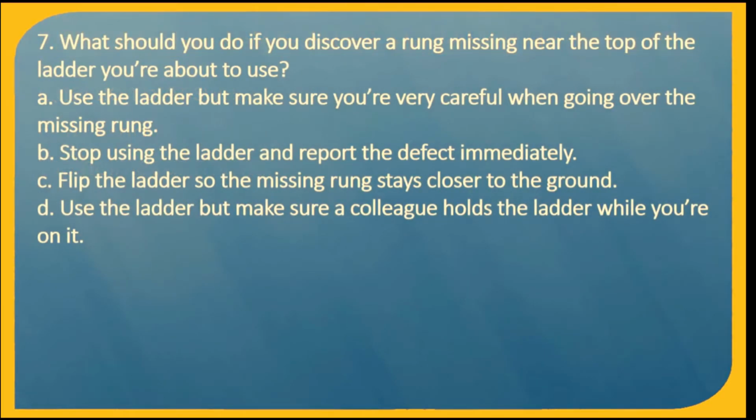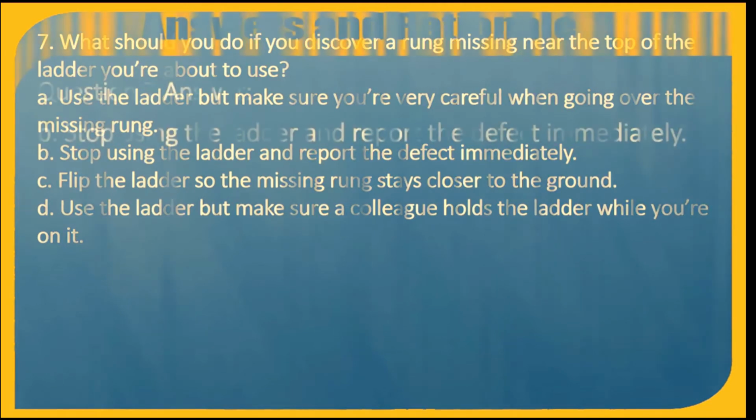What should you do if you discover a rung missing near the top of the ladder you're about to use? A. Use the ladder, but make sure you're very careful when going over the missing rung. B. Stop using the ladder and report the defect immediately. C. Flip the ladder so the missing rung stays closer to the ground. D. Use the ladder, but make sure a colleague holds the ladder while you're on it.